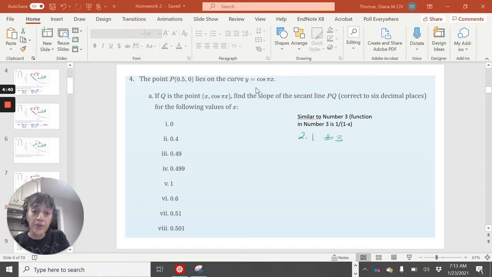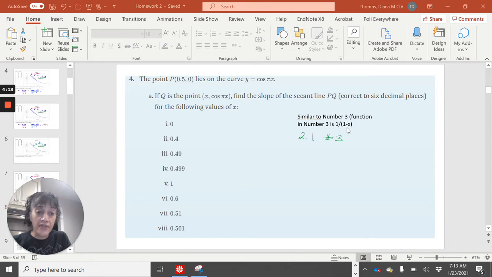So here they give you a function, it's your favorite, cosine pi x, and they give you a point, 0.5, 0. That's when you plug 0.5 into x in radians and take the cosine of that angle, the y value is 0. So that's your P. And they give you a bunch of x values to find the secant line slope through. So this is very similar to 2.1 number 3.